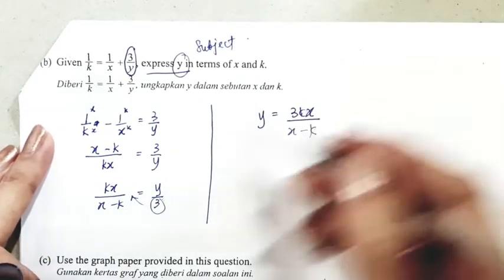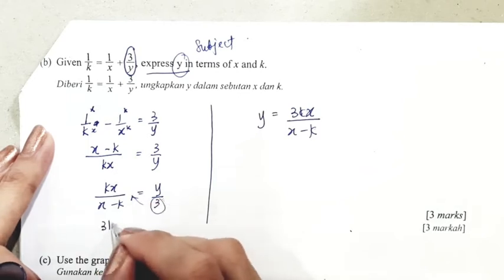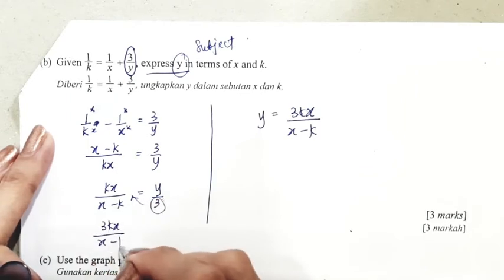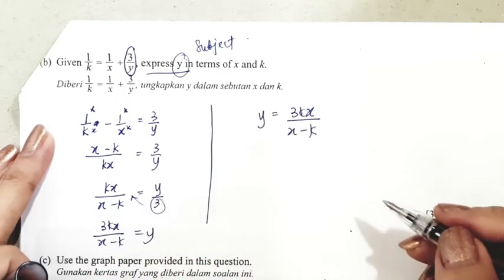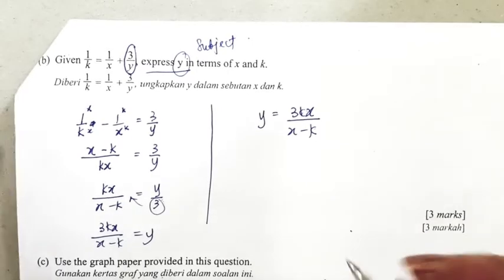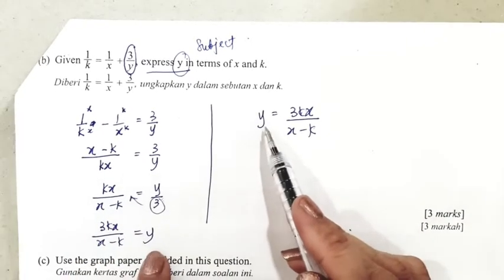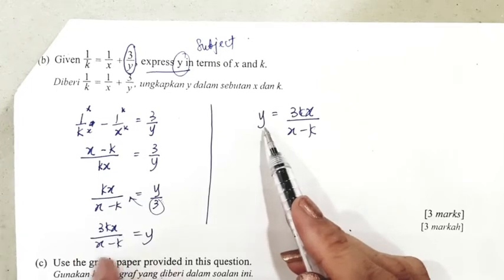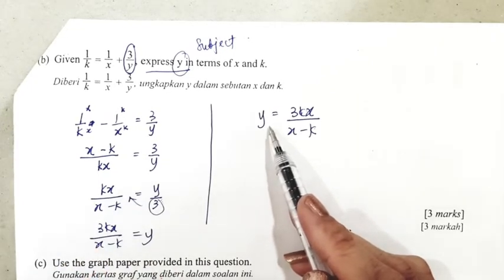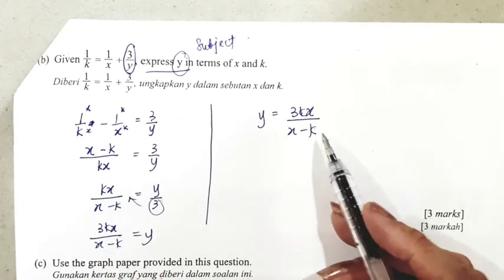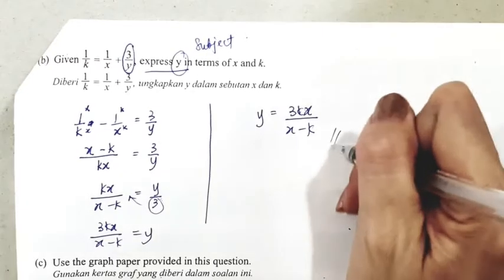Am I too fast? If I just bring this up, it will be 3kx over x minus k equals to y. But as I said, the subject has to be on the left-hand side, so we write in its mirror image, the right y, it's moved to the left side. Just write the mirror image as though you are seeing this on the other side of the paper. Okay? So that's it, 3 marks.